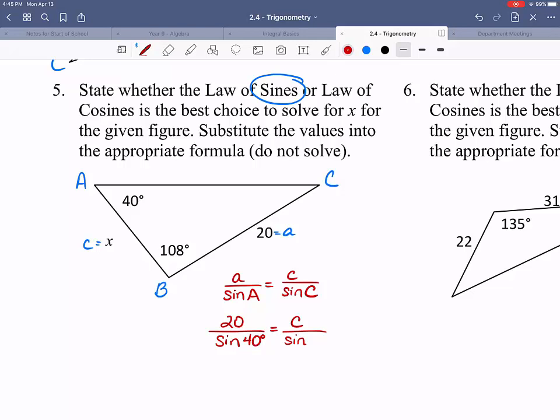What do you know about the angles of a triangle? They add up to be what number? It's 180. So since I know two of them, I can find the third. 140 plus 108 is 148. And if I subtract 180 minus 148, I'm going to get 32. So this angle here is 32. So I had to do a little math before I could even set up my problem. So there is the answer to that one.